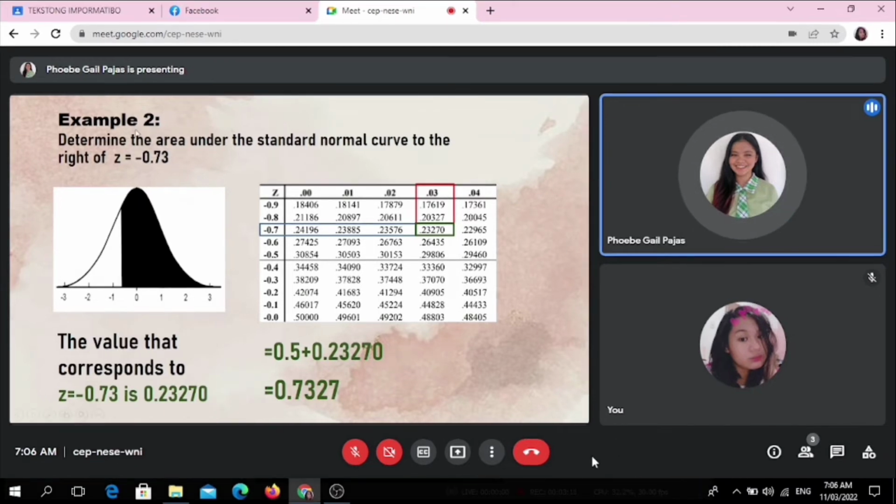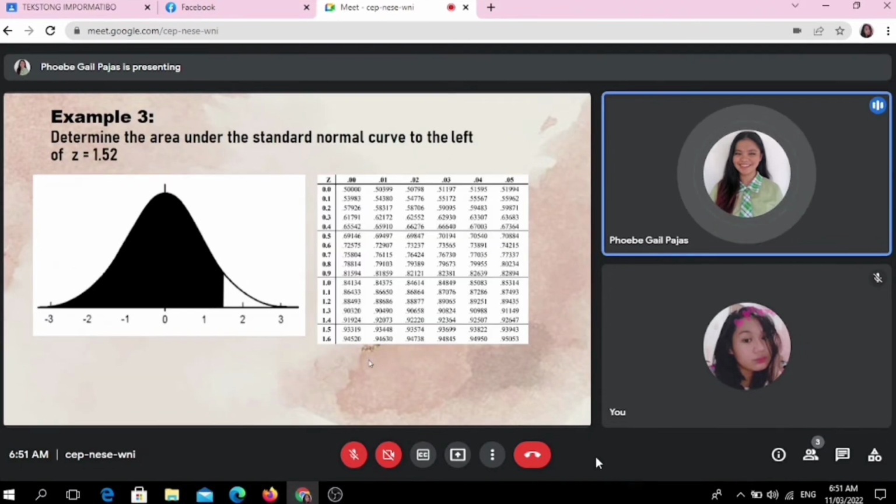So, yung graph natin dito is to the right. Tapos, yung given is z equals negative 0.73. So, mag-i-start tayo dito, start tayo dito sa before ng negative 1 kasi 0.73 yung nakalagay hanggang dito because to the right daw.